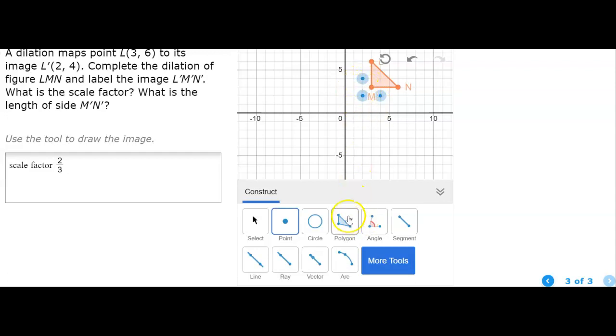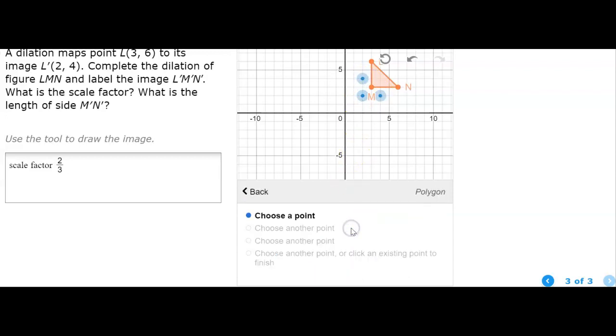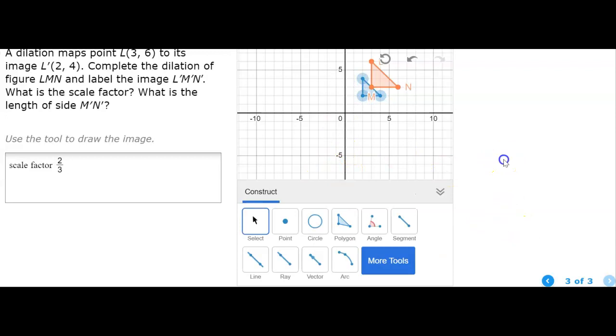You do the same, you multiply. And it's supposed to make my polygon. There we go. All right. So there we have our dilation, and then the length of side M prime N prime would be 2 units. So let's type in 2 units.